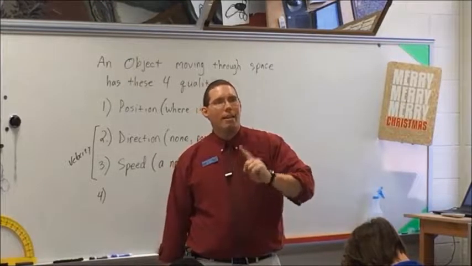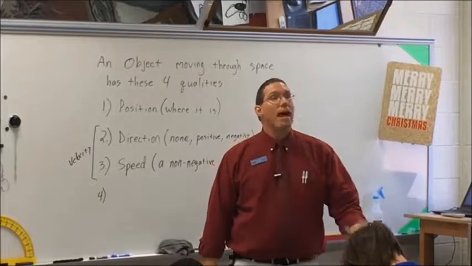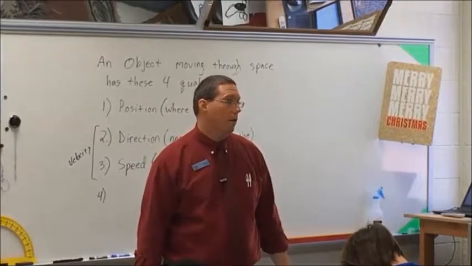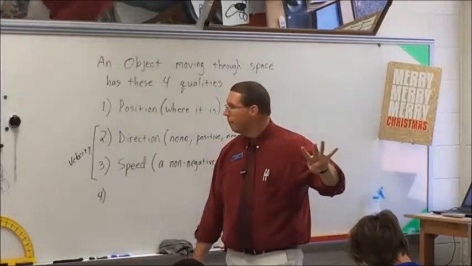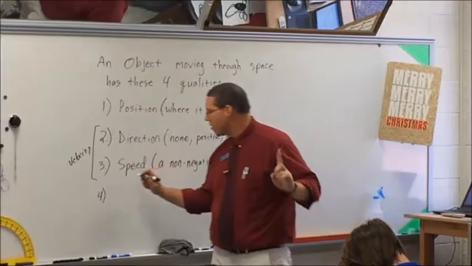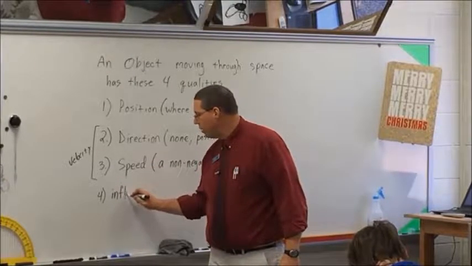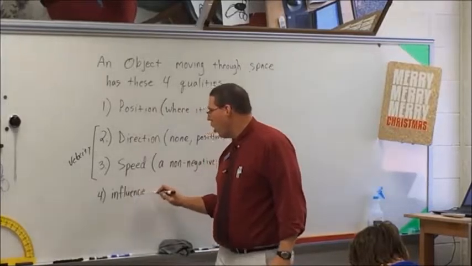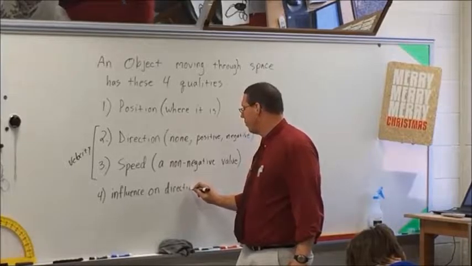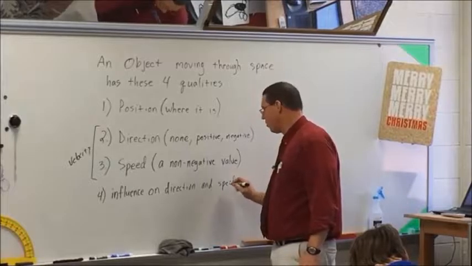Even though this is a very important quality, it is often very misunderstood unless I explain it to you, because I can explain it in such a way that it's not so complicated. Okay? The fourth quality that an object moving through space has is, now this is a sentence, ready? It has influence on direction and speed. Let me explain.